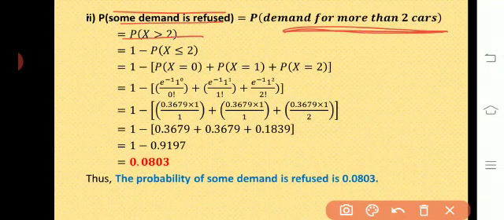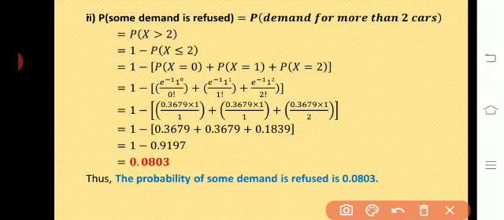Practically it is not possible, so we can write 1 minus probability of x less than or equal to 2. Remember, x less than or equal to 2, because in the previous step it is x strictly greater than 2. So it is nothing but 1 minus probability of x less than or equal to 2. We will simplify further. You will get 1 minus, less than or equal to 2 is nothing but probability of x equal to 0 plus probability of x equal to 1 plus probability of x equal to 2.